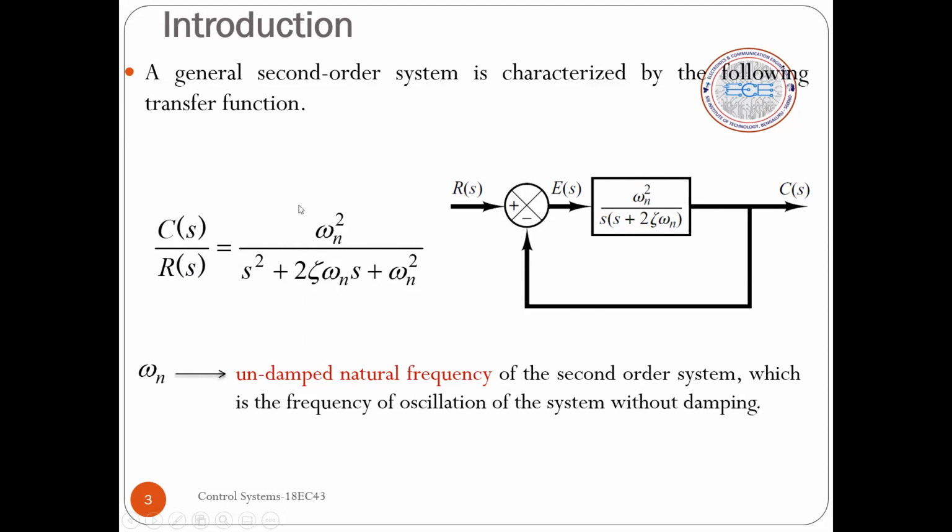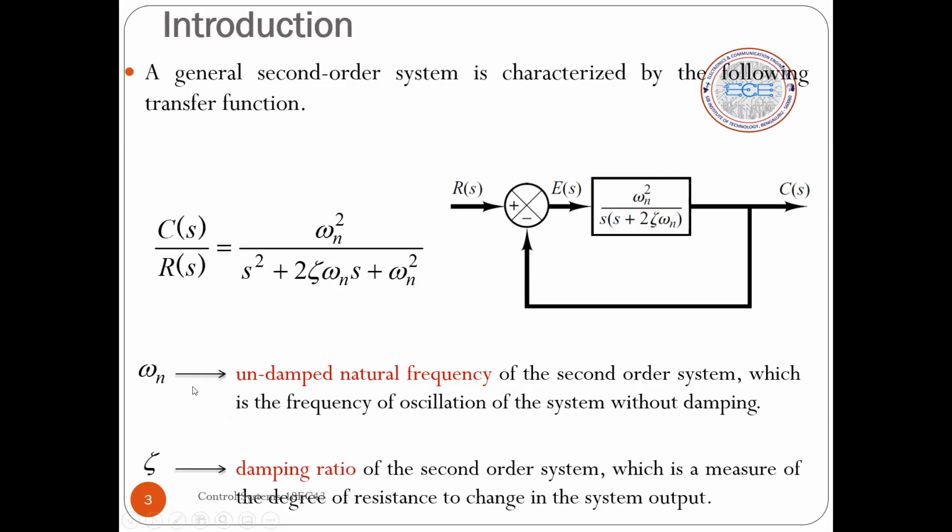What is omega n in this transfer function? Omega n is the undamped natural frequency of the second order system, which is the frequency of oscillation of the system without damping. Every system has an ability to oscillate. If there is no damping present, the maximum frequency at which it can oscillate is given by omega n. We have zeta, the damping ratio of the second order system, which is the measure of the degree of resistance to the change in the system output. These two are the major parameters which decide the response of the second order system.